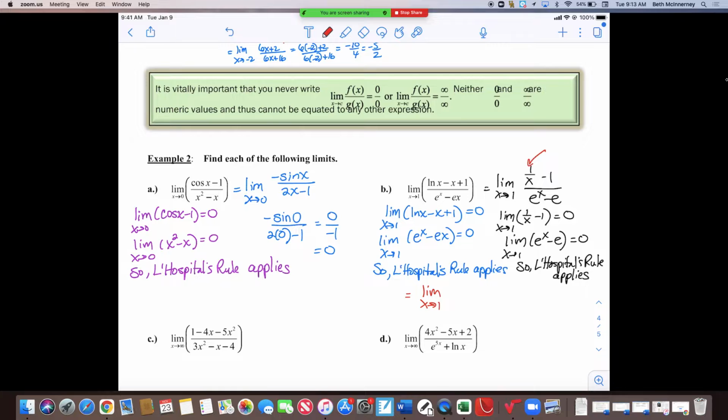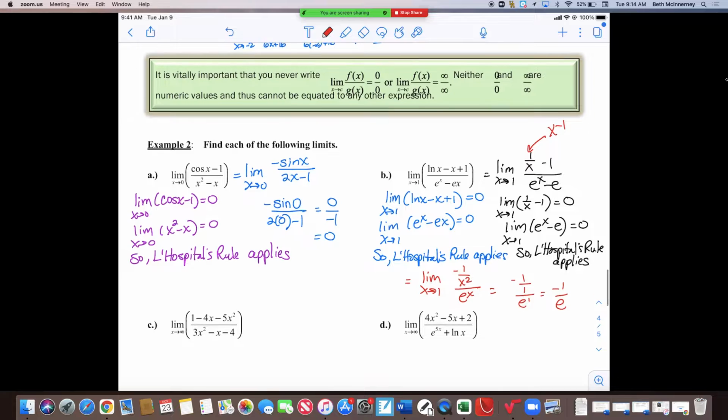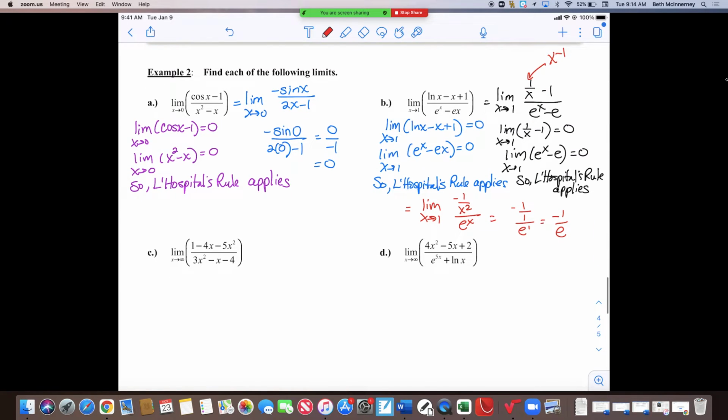So this is x to the negative 1, so that'll be negative 1 over x squared over e to the x. There we go. So that's 1 over 1 over e to the 1. So that's negative 1 over e. So we did talk about that yesterday, that sometimes you have to do a repeated L'Hopital's rule.